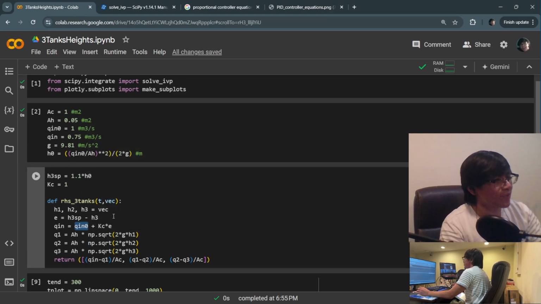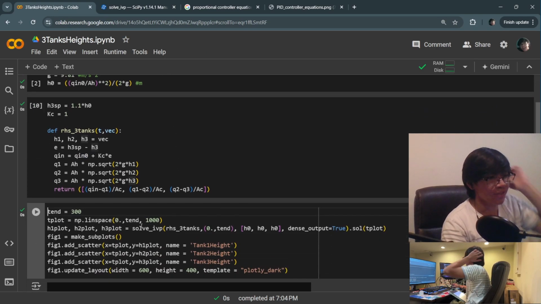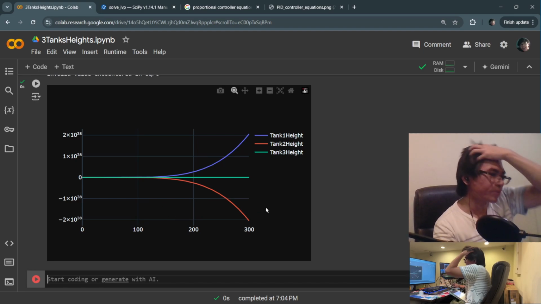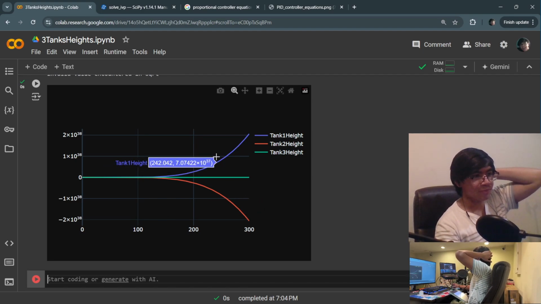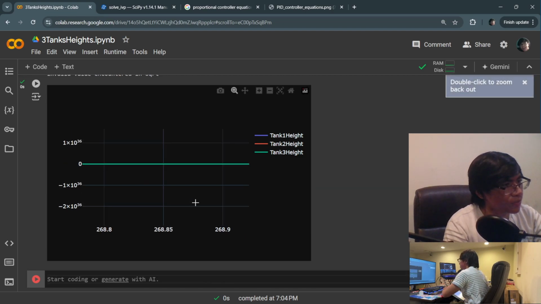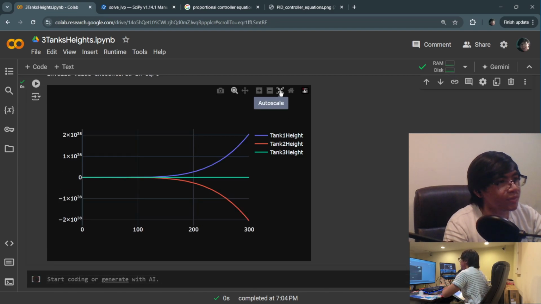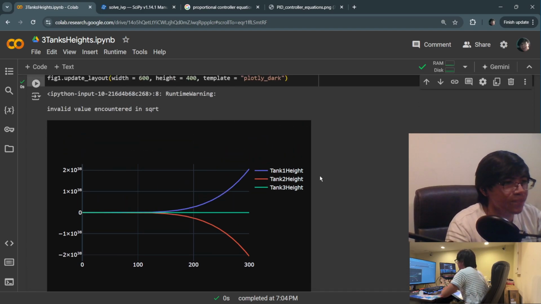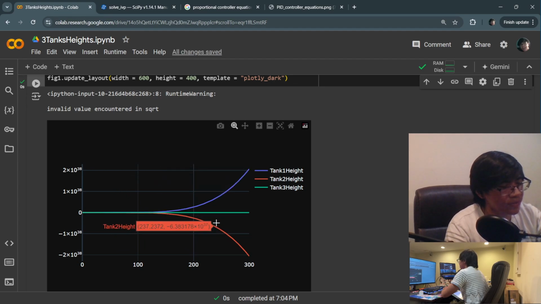Okay, so let's go ahead and run that and see what happens. Nothing yelling at me yet. That works. See how that changes. Okay, what does this mean? I don't want to zoom in here. There's actually no change. Wow. So obviously something funky is happening here. We have our tank 1 height going extremely high, and our tank 2 height going negative.